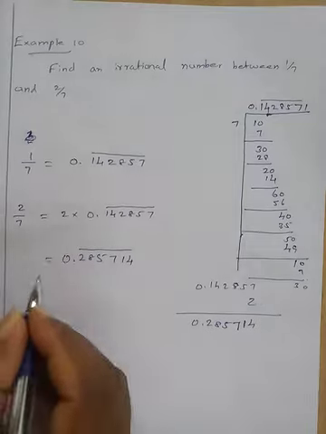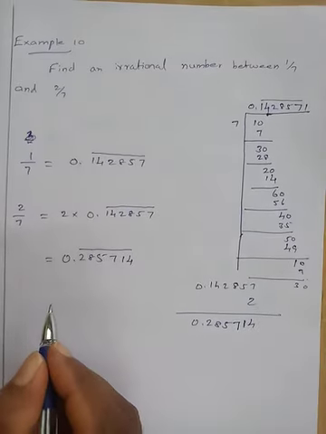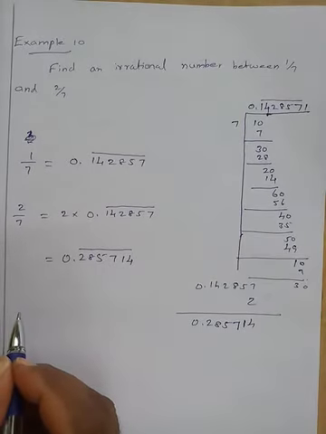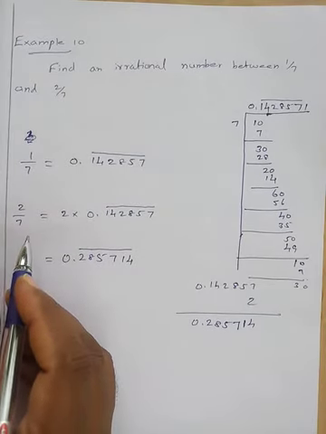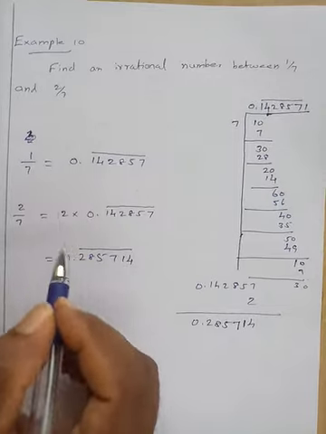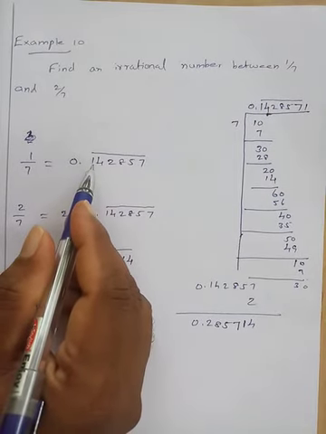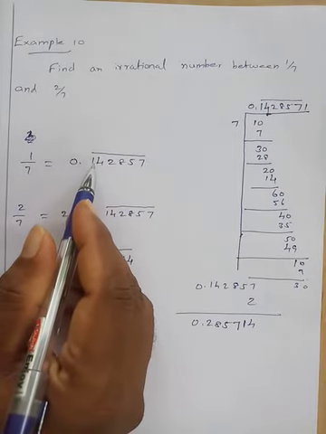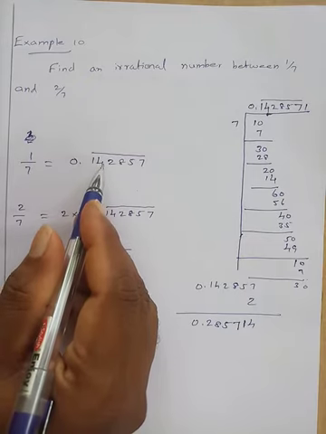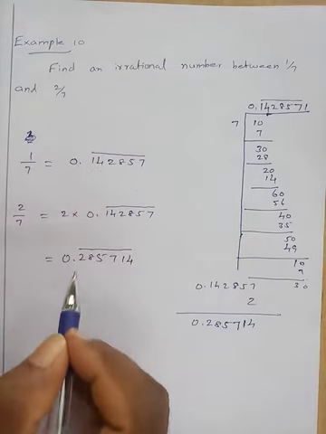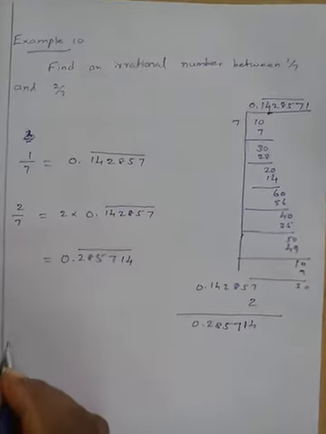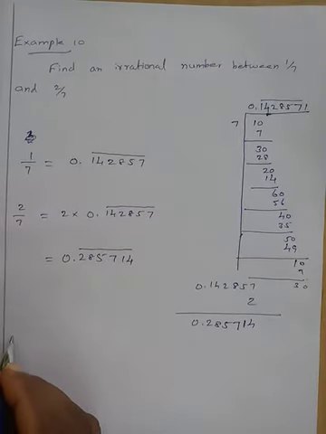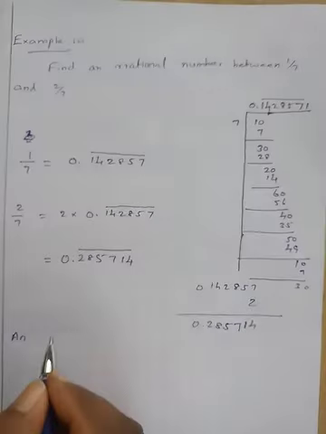Find an irrational number that lies between them. We can find infinite irrational numbers between 1 by 7 and 2 by 7. So write any one of them. That number is more than 0.14 or 0.15 and less than 0.28. So take one such irrational number. This answer is not unique.